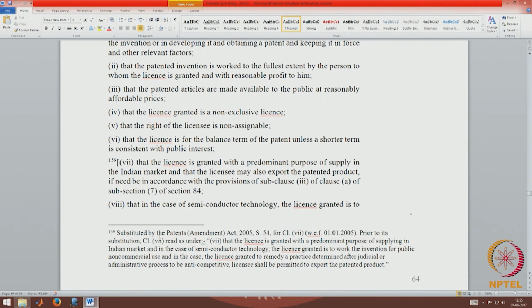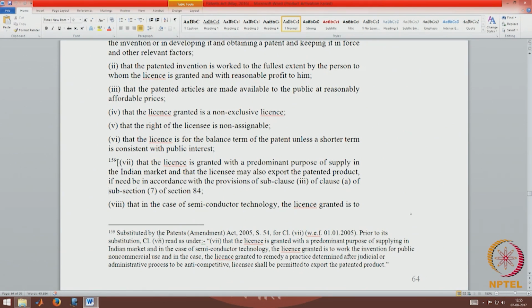6. The license is for the balance term of the patent unless a shortened term is consistent with public interest. Normally, when a license is granted, it is granted for the remaining term of the patent, whatever remains, unless a shorter period is agreed.